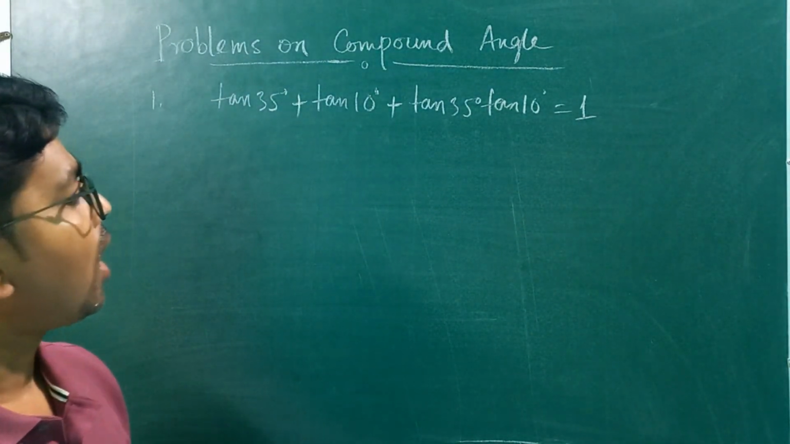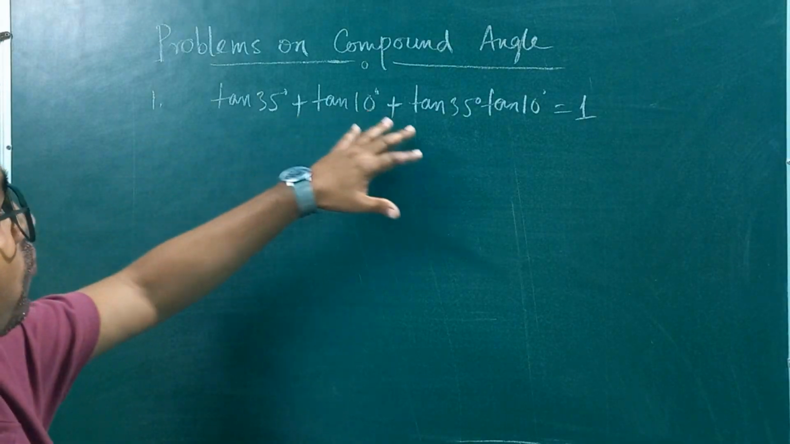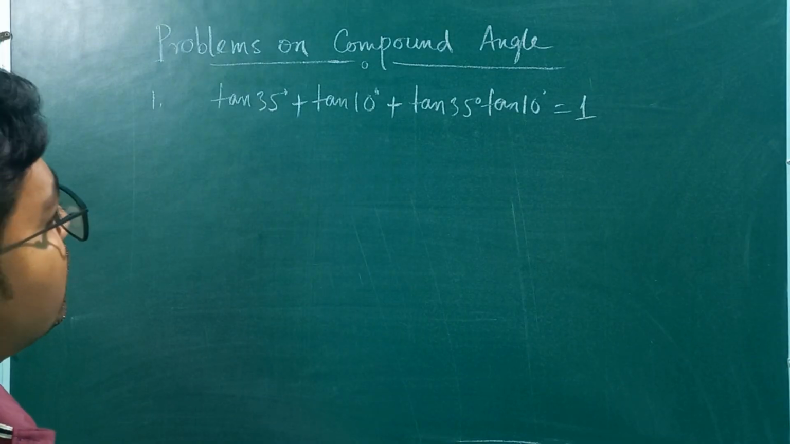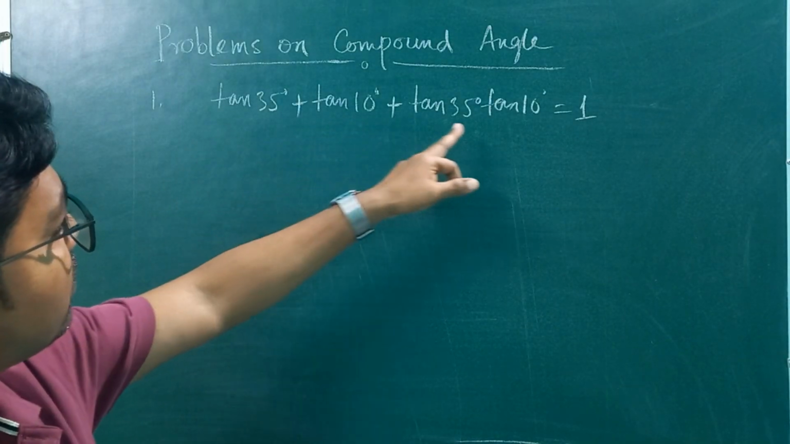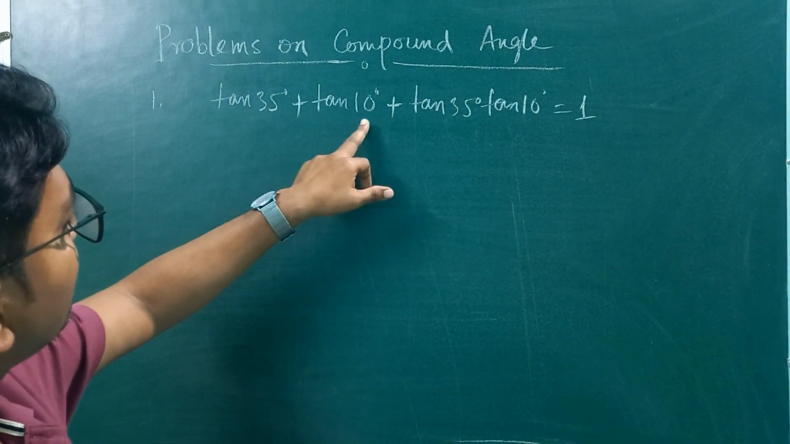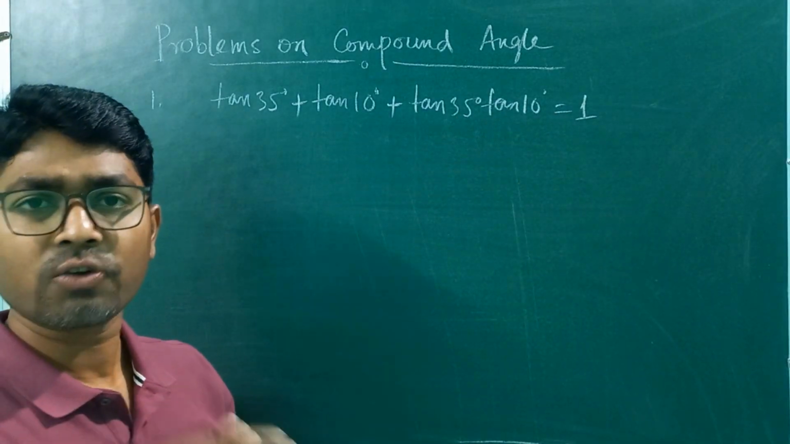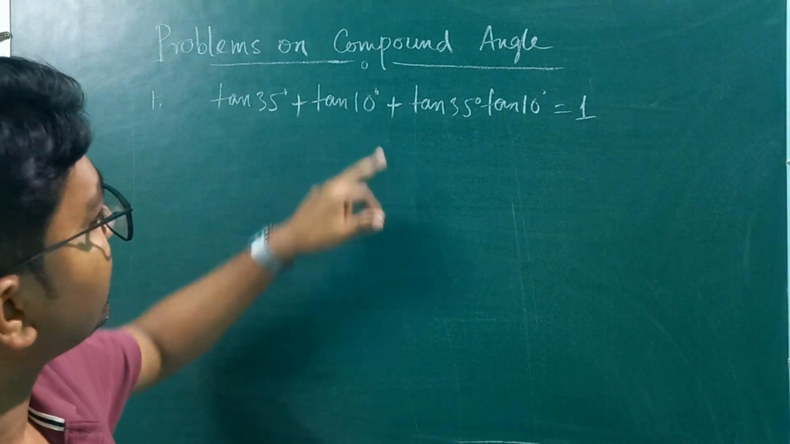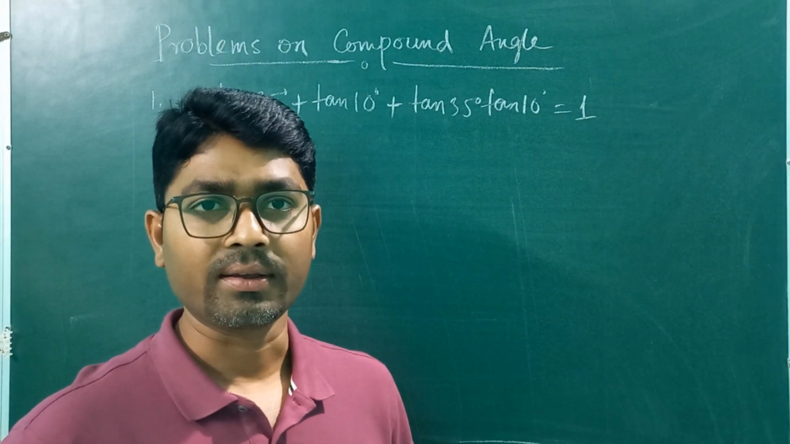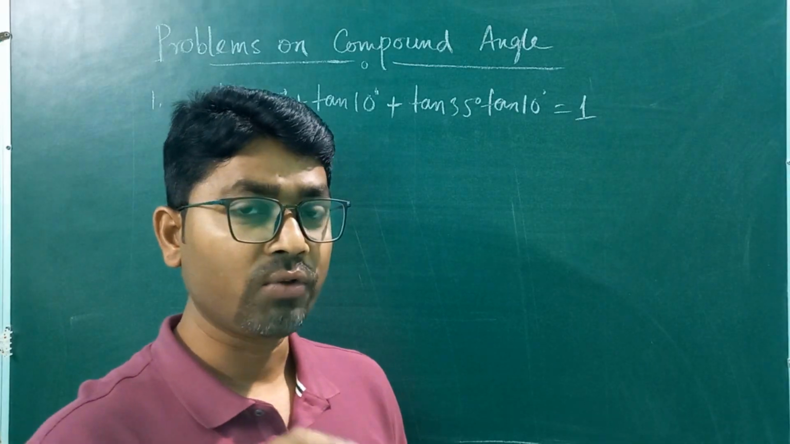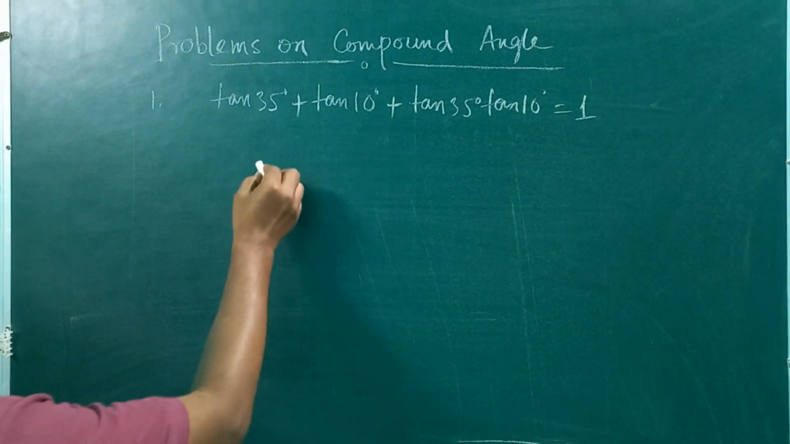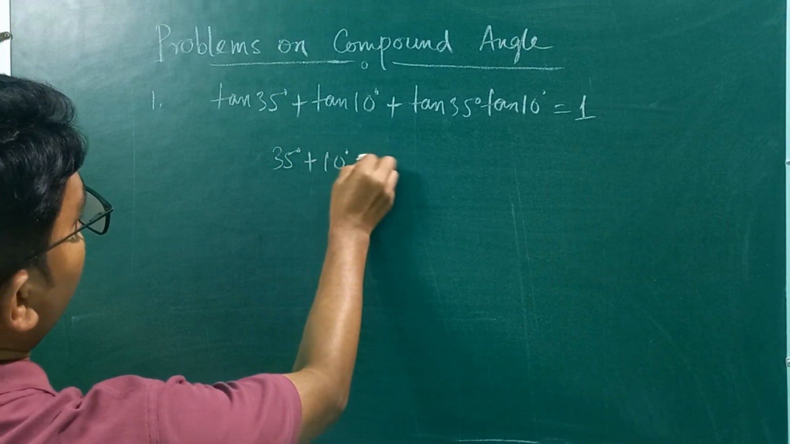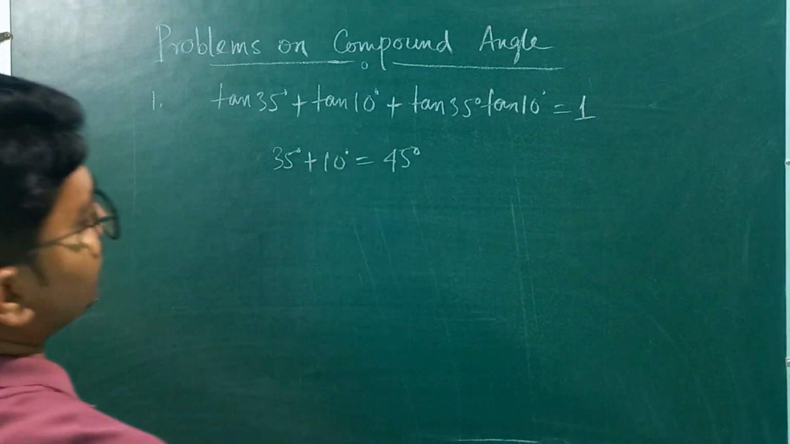Now, how can we approach the problem? First of all, we have to see what angles are there. These angles are 35, 10, 35 and 10. So there are two angles, 35 and 10. Now see, if you add 35 plus 10, you get 45, which is a standard angle. So we will start using this 45 degree angle. That is, 35 degree plus 10 degree equal to 45 degree.